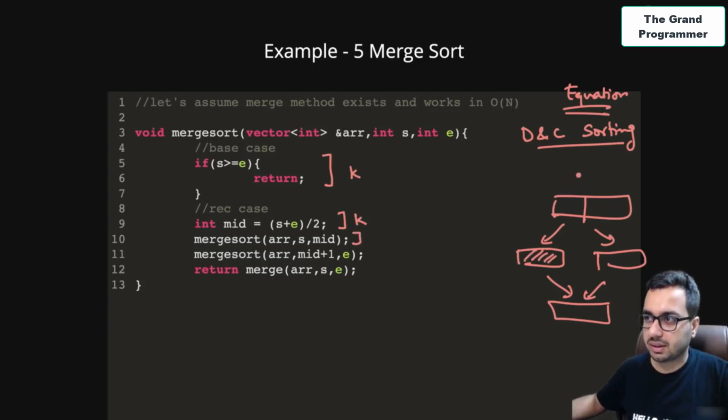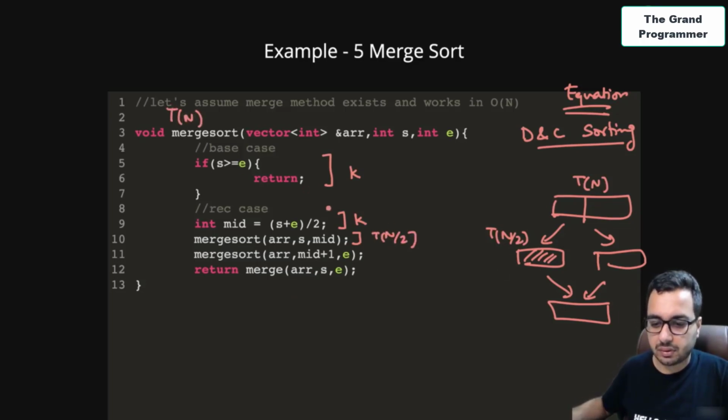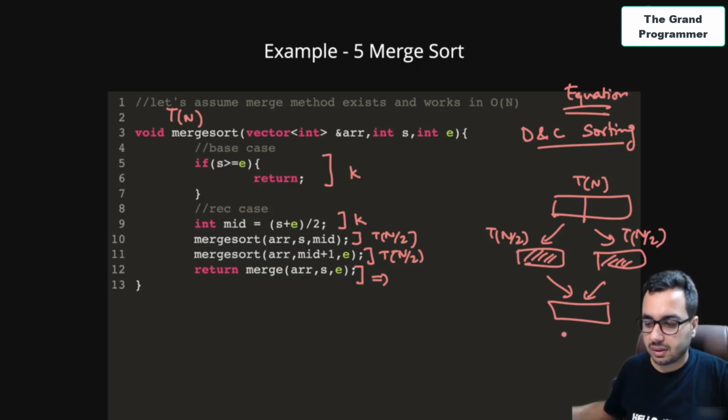Let's say the time taken to merge sort on the entire array is T of n. Then for the smaller part it is going to be T of n by 2. This entire array takes T of n, and this is also T of n by 2. And then we have a merge function which we know combines the 2 arrays in linear time. So this time would be linear, which can be written as k into n.